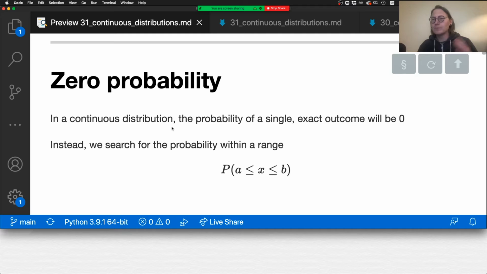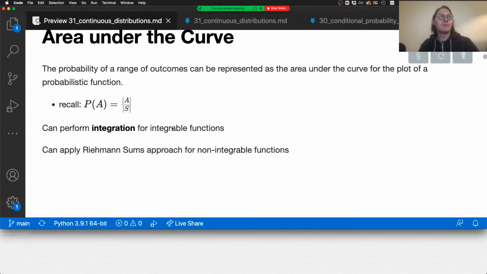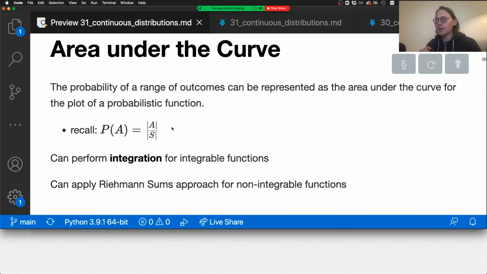Again, as I said, in a continuous distribution, the probability of a single exact outcome is going to be 0, because anything that isn't infinity divided by infinity is 0, right? So let me maybe keep that a little larger. Visually, when we think about the probability of a continuous outcome, we're going to represent it as the area under the curve of some function. So I'll just snag this little bit right here, right?